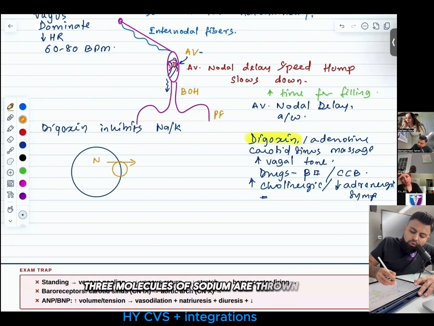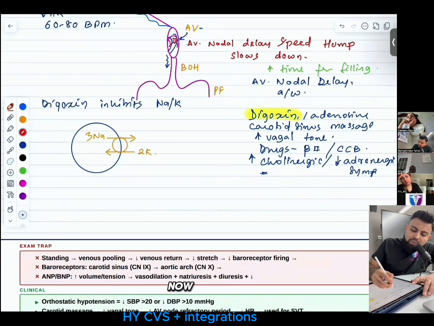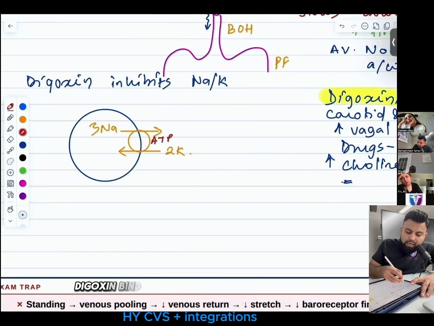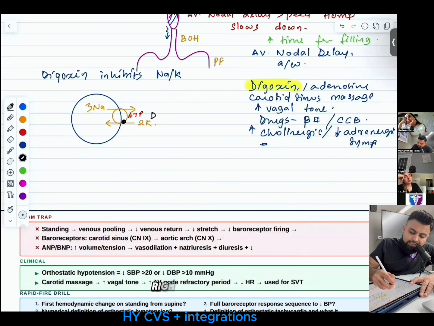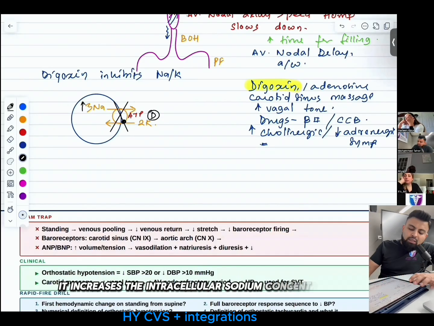3 molecules of sodium are thrown out and 2 molecules of potassium are taken in. That is a 3:2 ratio, and this is an ATP dependent pump. Now, digoxin binds and competes with the potassium. So when digoxin inhibits this particular pump, it increases the intracellular sodium concentration.